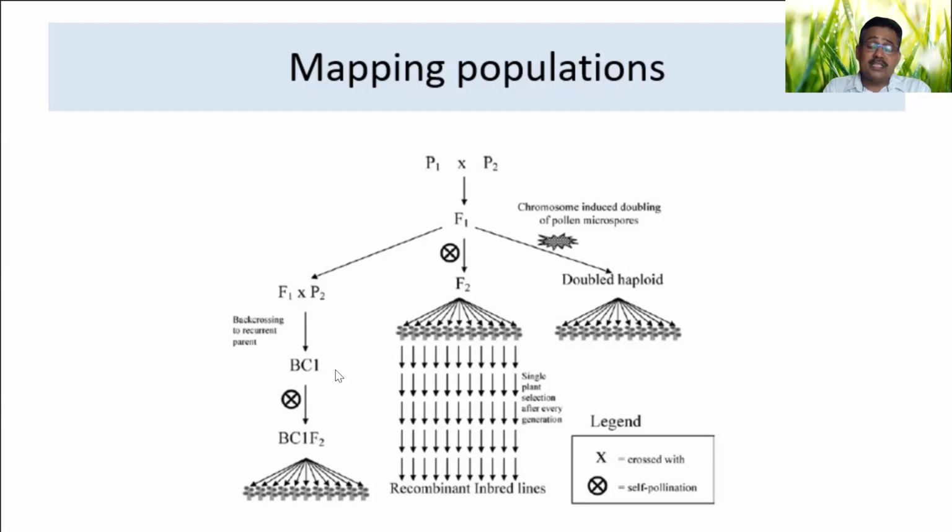In this class, we have discussed the classical method of calculating the recombination frequency, and also how markers can be used to convert the recombination percentage into a map distance. This is the take-home message from this class, and in the next class we'll look at how to develop a mapping population.